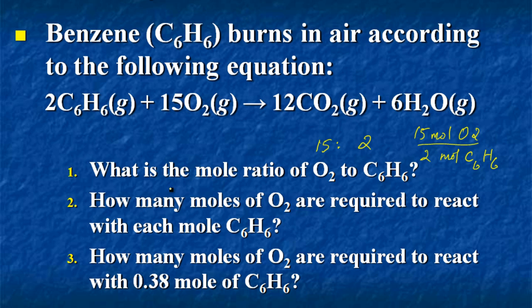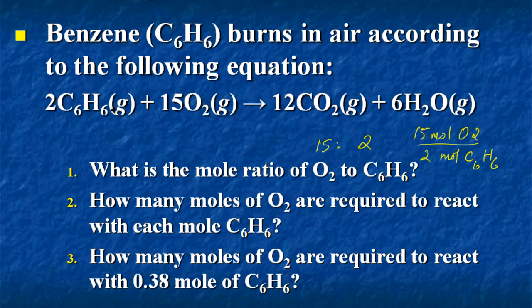Now, how many moles of oxygen are required to react with each mole of C6H6? How do we get that? Or in other words, what is your thought process? It's asking how many moles of O2 are required to react with each mole of C6H6. Or in other words, it's saying you have only 1 mole of C6H6, then how many moles of O2 do you need? 15 over 2 is the same as 7.5.